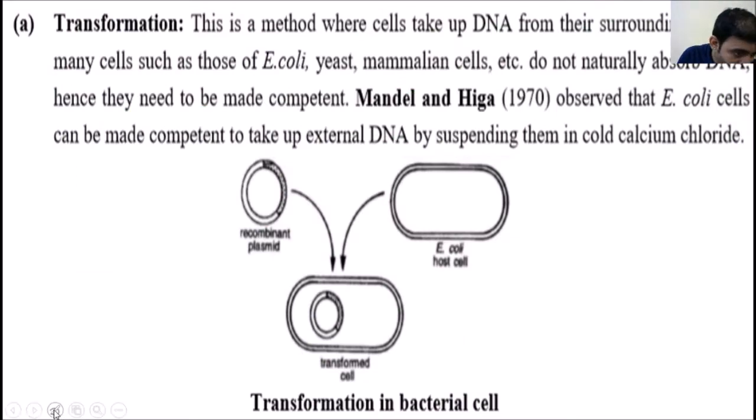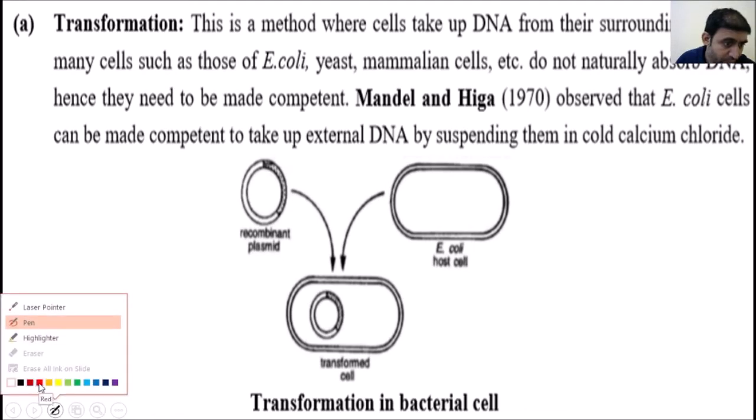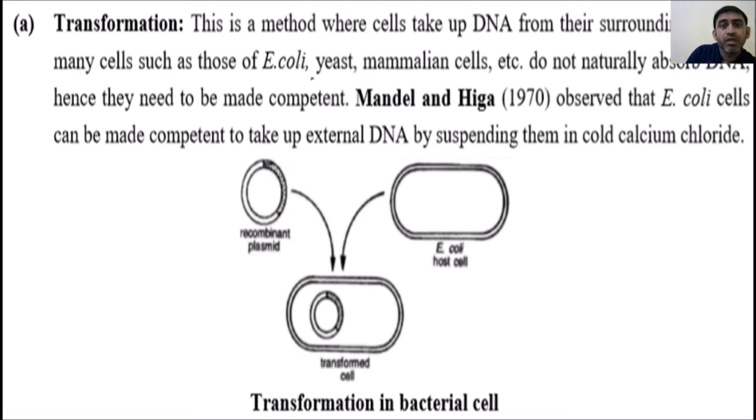So first is transformation. What is meant by transformation? We can also learn this in the topic molecular basis of inheritance. There is one experiment from 1928, where the scientist Frederick Griffith conducted the experiment called transformation.